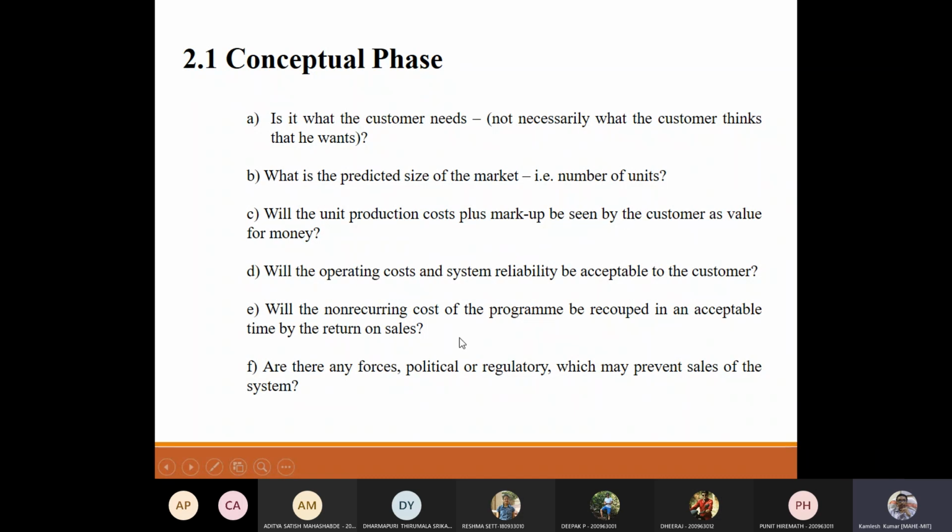Then, will the non-recurring cost of the program be recouped in acceptable time by return on sales? That's the idea. Means if you see the extra cost and the running cost of the program, then we always see if you sell, is it acceptable or not? That should be realized after selling the products, or if the customer itself resells, how much percentage they can get. Those things should also be considered under the conceptual phase.